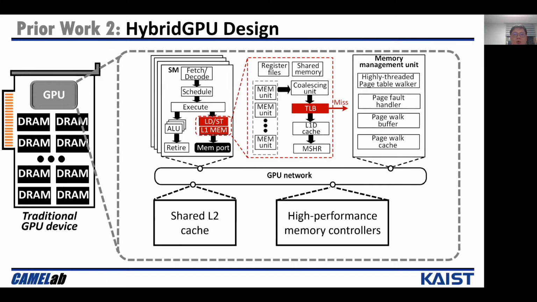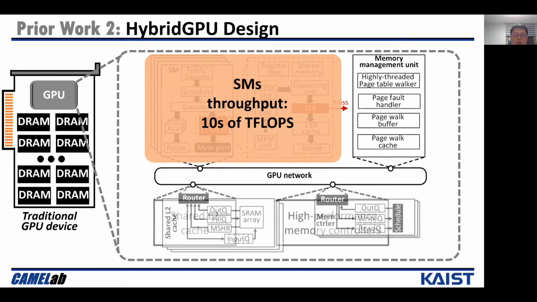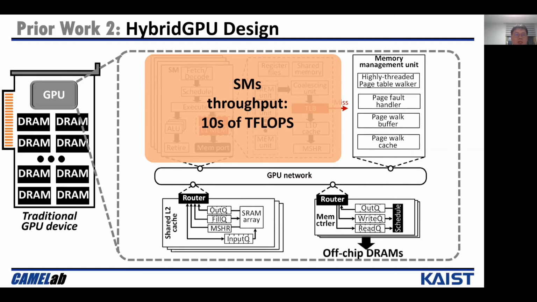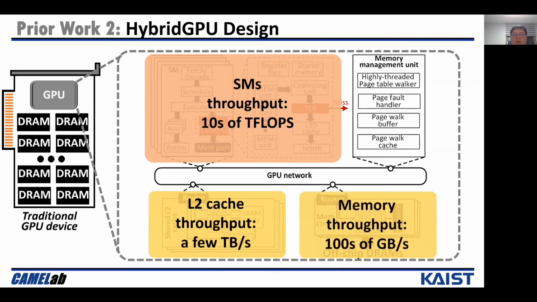The 1,000 cores in the GPU SM can deliver more than 10 teraflops in total. To match such high throughput, GPUs usually construct high-performance L2 cache banks and memory controllers. The shared L2 cache provides a few terabytes per second of throughput, while the memory controllers can deliver hundreds of gigabytes per second throughput.